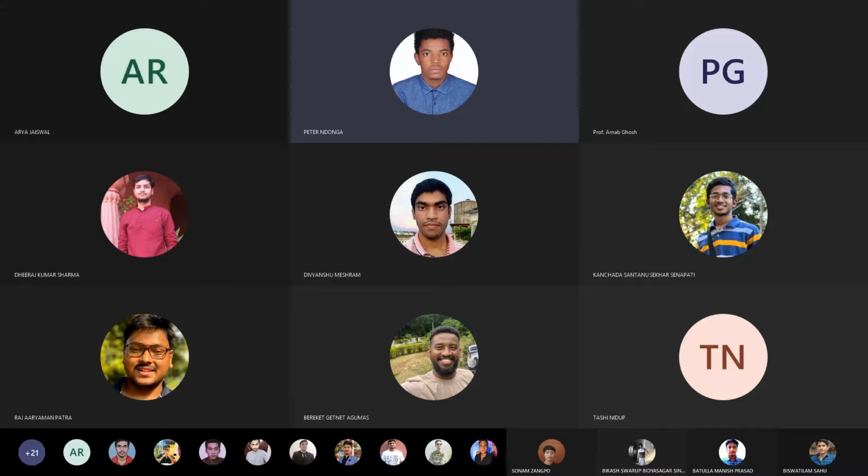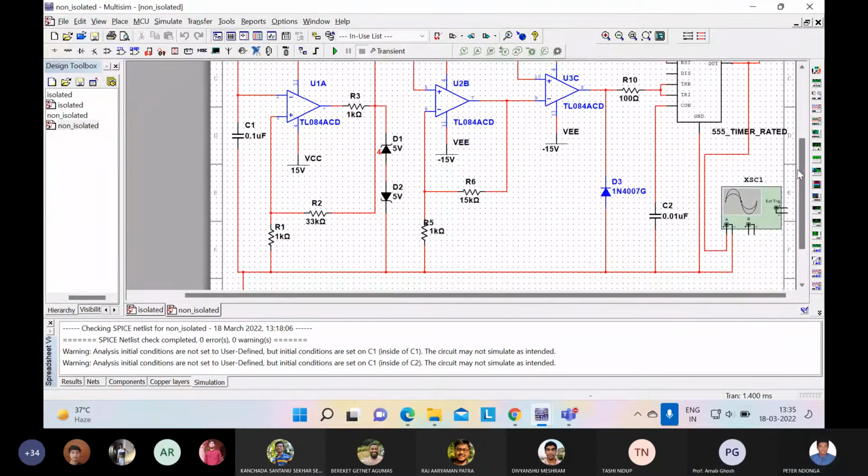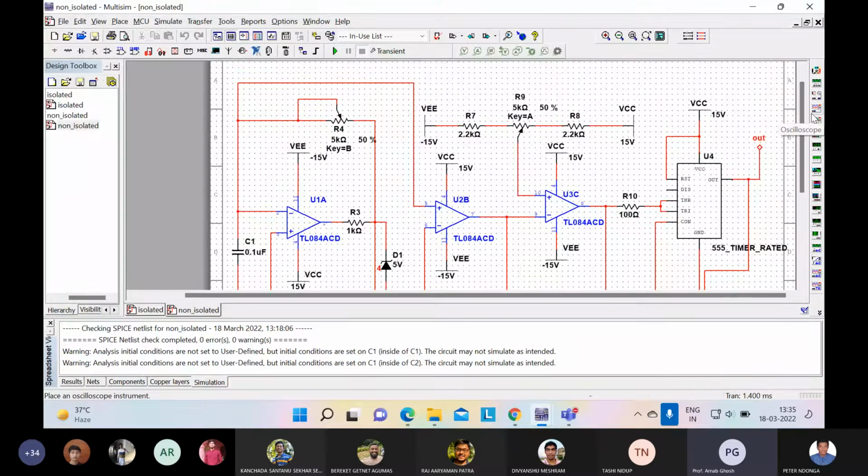Okay, sir. In experiment 7, we were supposed to do the gate driver circuits, and we had two simulations to conduct. One was for the non-isolated, and the other one was for the isolated. Achha, what is the difference between non-isolated and isolated? What is the difference between isolated and non-isolated gate driver circuit?